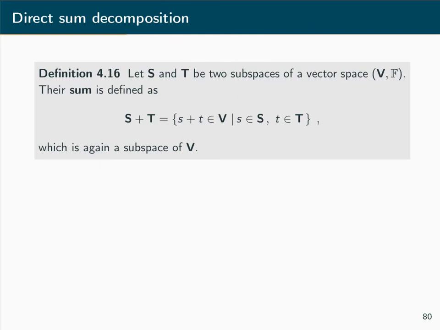However, there's something somewhat similar to the union of two subspaces called the sum of two subspaces, which actually is another subspace. So the sum of two subspaces, S and T, written like this, is defined as the set of all vectors s plus t in the vector space, such that s is an element of the subspace S and t is an element of the subspace T. And this now is again a subspace of the vector space V.